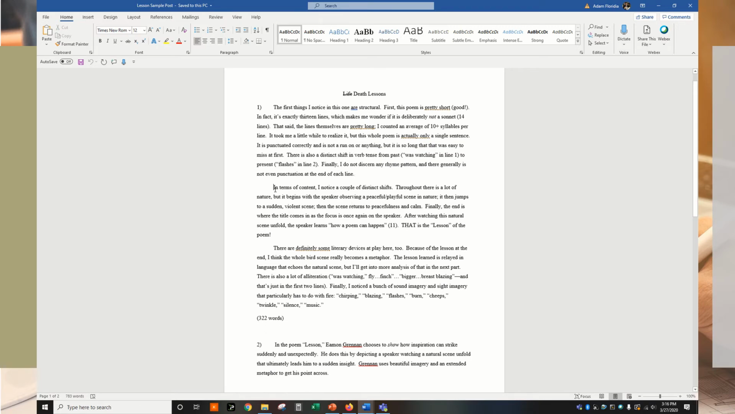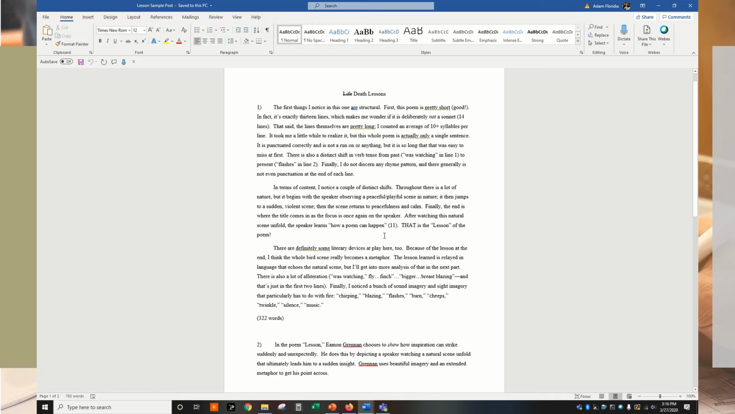Then I'm going to talk about the content I noticed. So in terms of content, I noticed a couple of distinct shifts. My topic sentence tells you that this is going to be the content stuff I noticed. Throughout, there's a lot of nature, but it begins with the speaker observing a peaceful and playful scene in nature. It then jumps to a sudden violent scene. Then the scene returns to peaceful calmness. That's what I noticed. Finally, the end is where the title comes in, as the focus is once again on the speaker. After watching this natural scene unfold, the speaker learns how a poem can happen. That is the lesson of the poem.